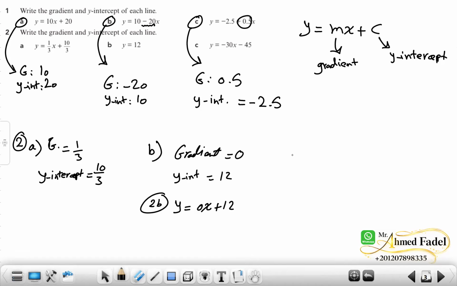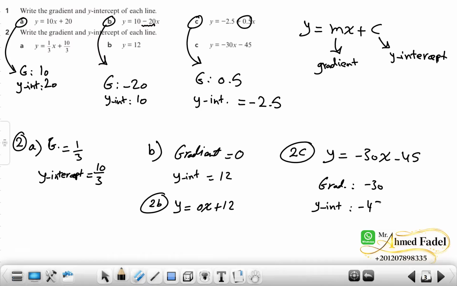Now, question 2C. Y equals negative 30x minus 45. So the gradient is what? The gradient is negative 30. And the y-intercept is what? The y-intercept is the other number over there, the constant, which is negative 45. So now I found the gradient and the y-intercept.